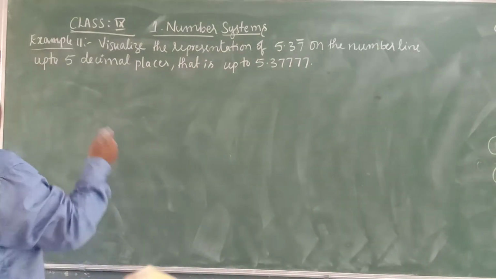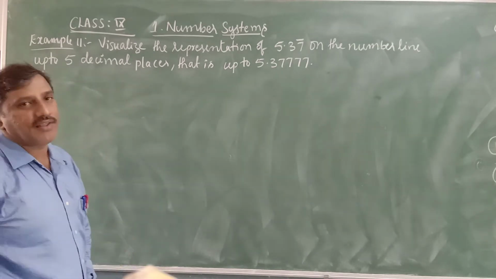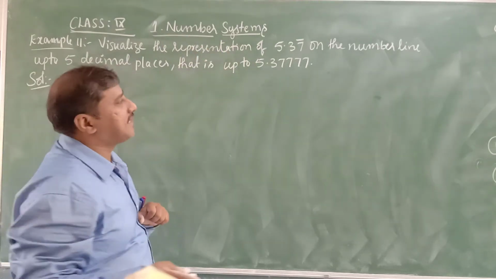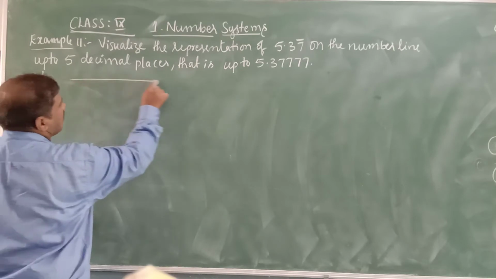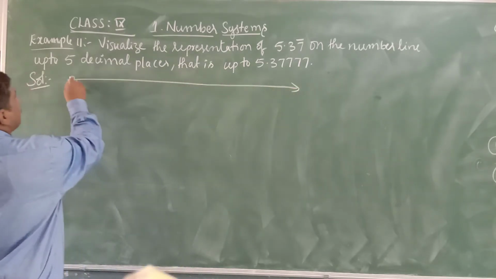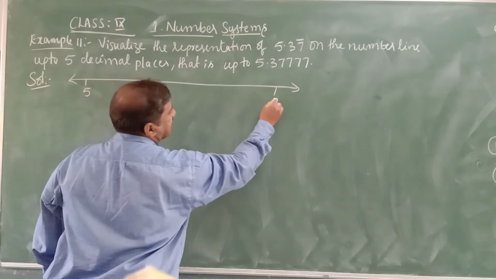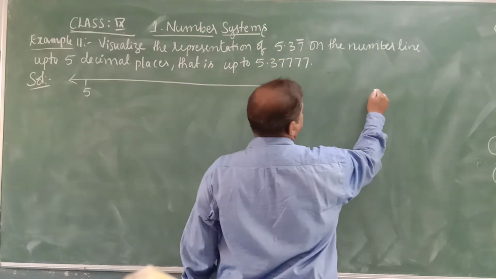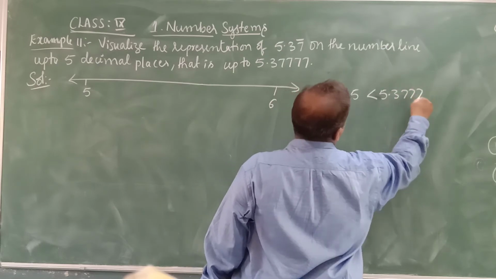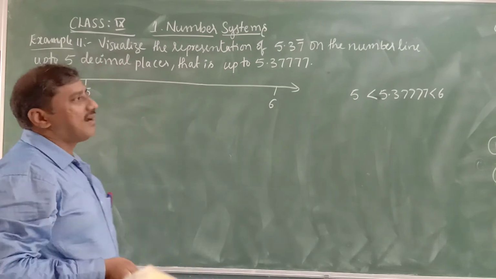To represent that, first we have to identify where the number lies on the number line. Yes, this is more than 5 and less than 6. So the first step, represent a number line which lies between 5 and 6. This is 5 and this is 6. So this number 5.37777 is greater than 5 and less than 6.